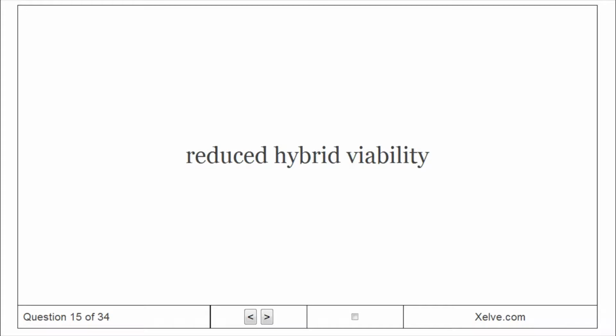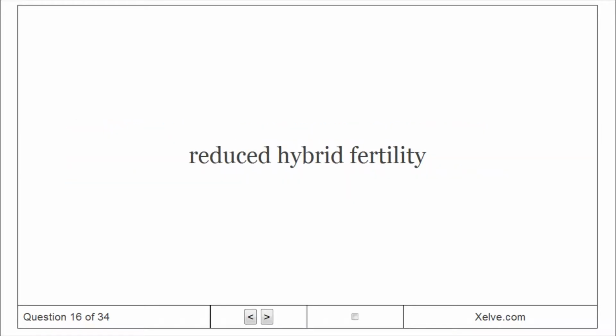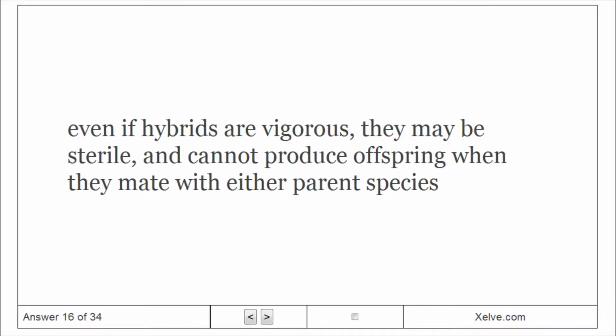Reduced hybrid viability. The genes of different parent species may interact in ways that impair the hybrid's development or survival in its environment. Reduced hybrid fertility. Even if hybrids are vigorous, they may be sterile, and cannot produce offspring when they mate with either parent species.